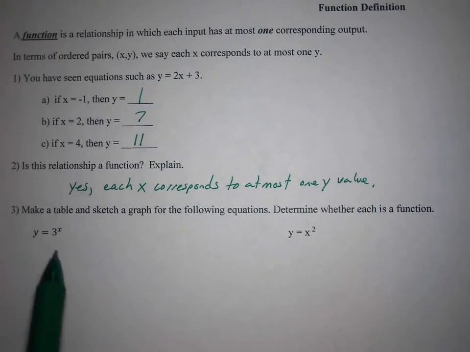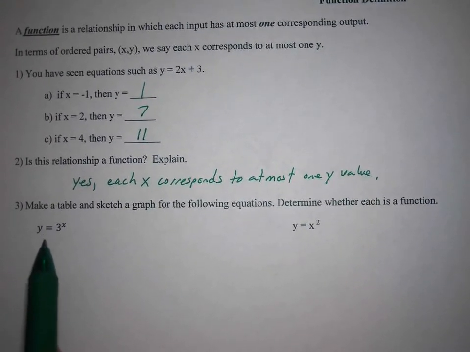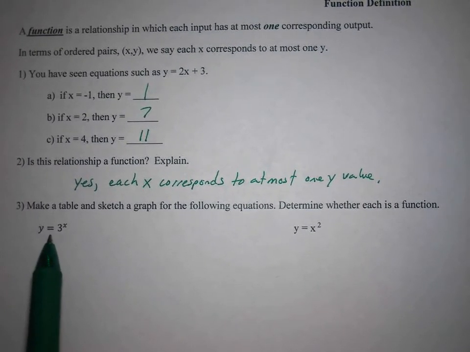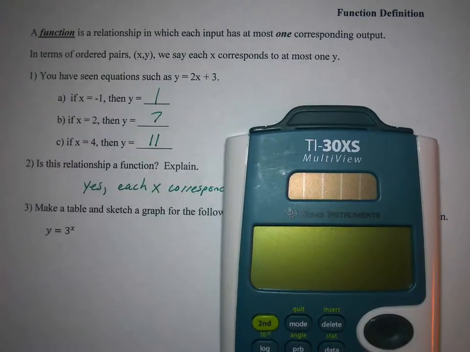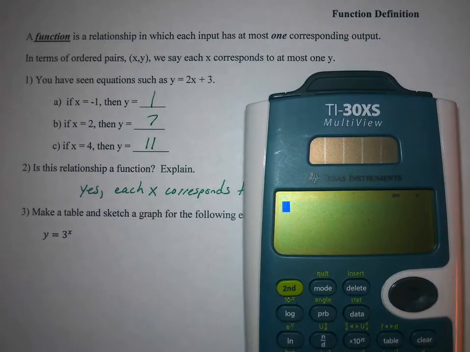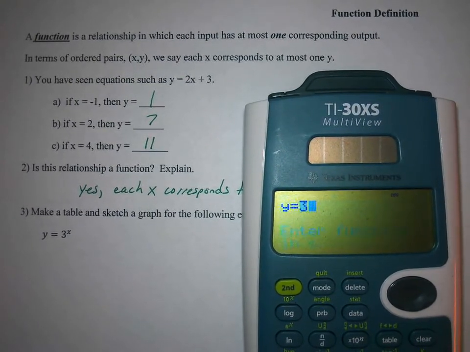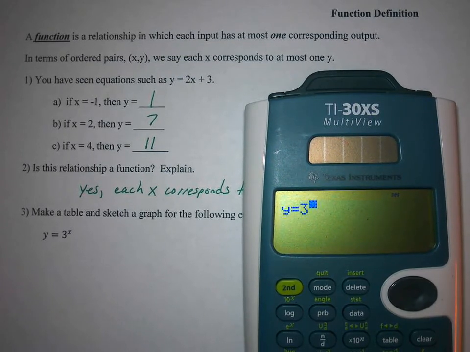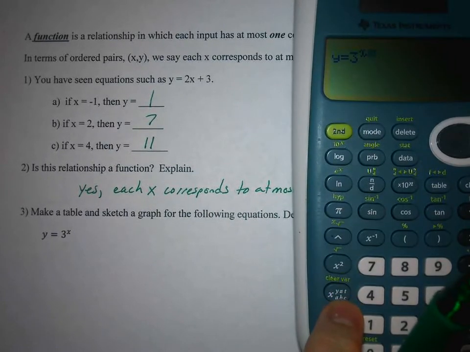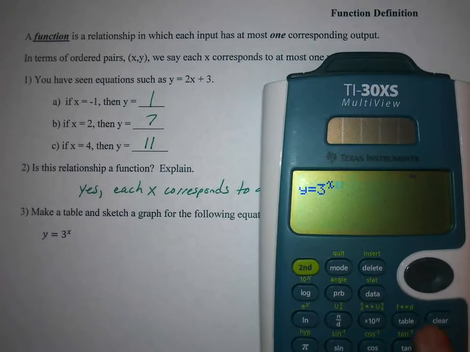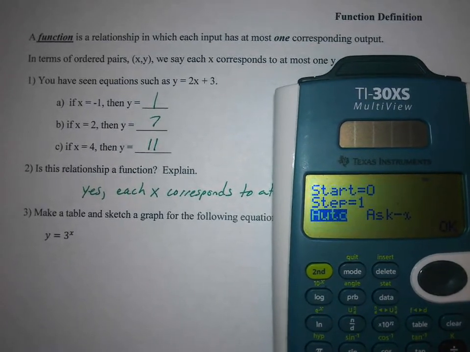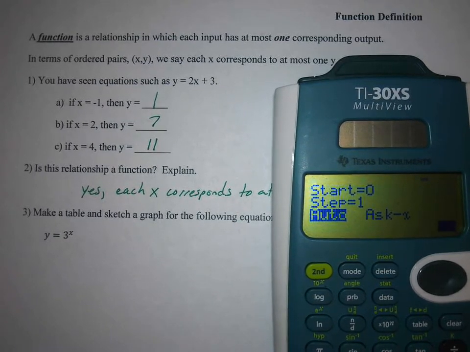So in number 3, I just want you to make a quick table and sketch of the following equations and then determine if each is a function. So y equals 3 to the x. Remember that we can just do that in our calculator. If we press our table button, that's how you enter the equation: 3, exponent, and then the x variable key. Remember that's down here, the XYZ T button. Then press enter, and you can look at your table. Start at 0, go up by 1 each time, automatic.